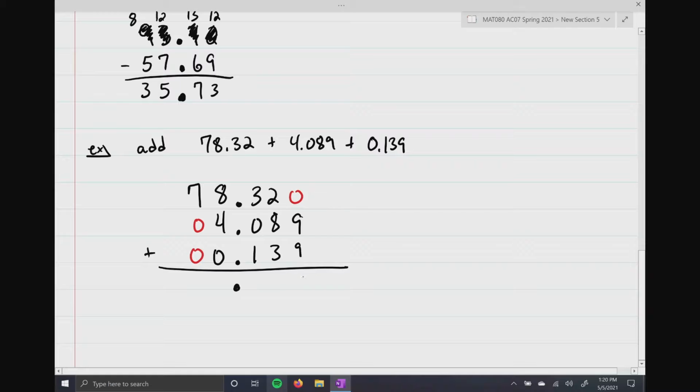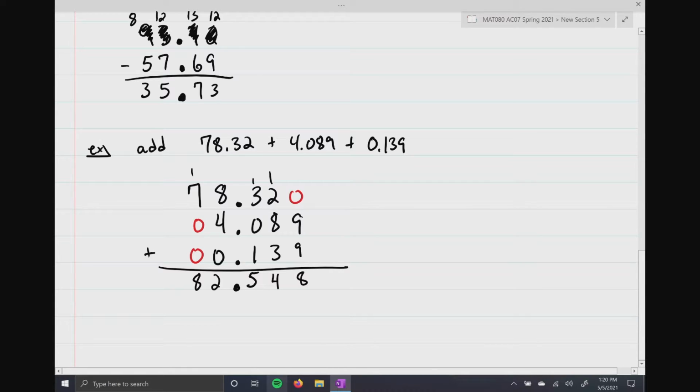9 plus 9 is 18. Carry the 1. That's going to be 14. Carry the 1. We got 4 and 1 is 5. And we got our decimal point. Now for the whole numbers, 8 and 4 is 12. And 1 plus 7 is 8. So 82.548. How are we looking so far? Pretty good?